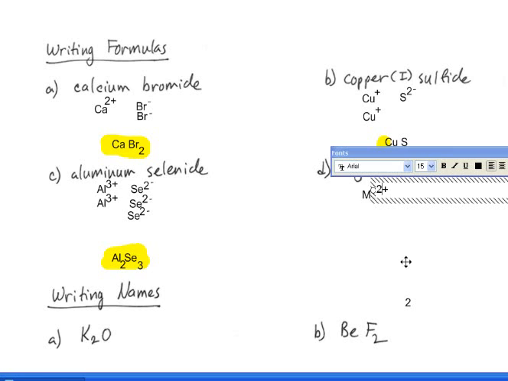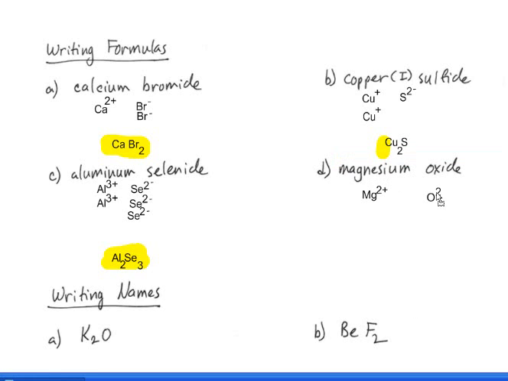So 2 positive and 2 negative. Pull my negative sign from over there. So you can see 2 positive balances with 2 negative. So 1 magnesium will balance nicely with 1 oxide.